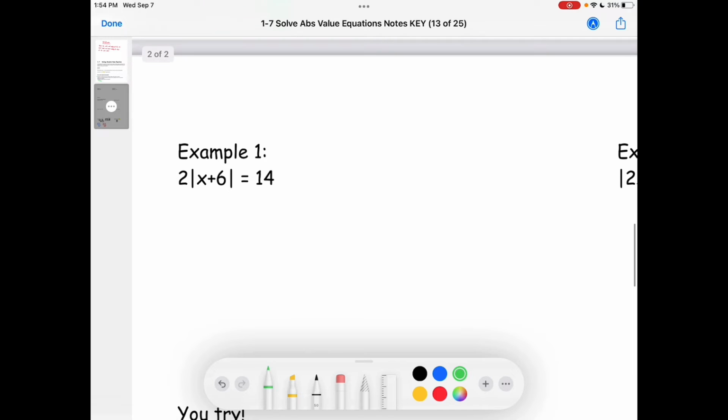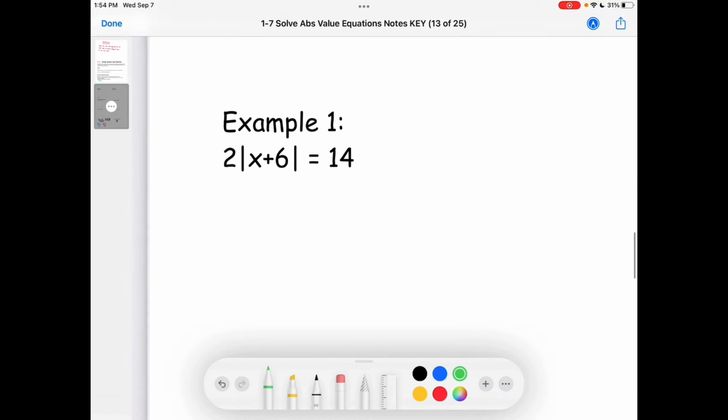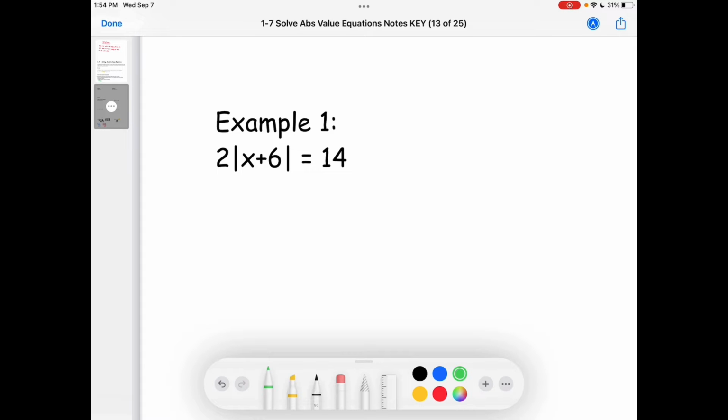Okay, so let's look at our first example. Our first example says 2 times the absolute value of x plus 6 equals 14. Well, when I look at that 2 on the outside, placed directly next to something, it is very tempting to distribute it, right? It's very tempting to do 2 times x and 2 times 6 and turn that into 2x plus 12, but we can't do that, okay? On all of these with a coefficient in front, do not distribute anything.